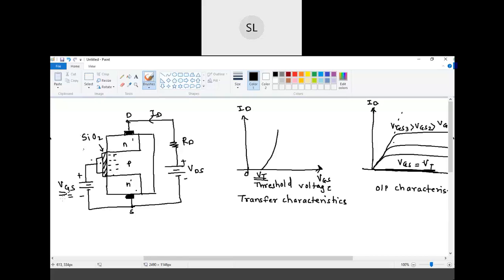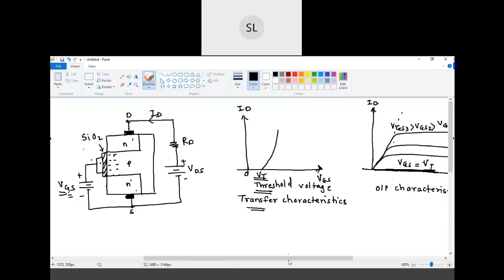When sufficient gate voltage, called the threshold voltage, is applied, sufficient electrons accumulate to form the n channel, so that current flows from drain to source. As you increase VGS, more electrons accumulate and hence more current flows through the MOSFET, as you can see here. So this is the transfer characteristics of the enhancement type n-channel MOSFET. We will move on to the output characteristics.